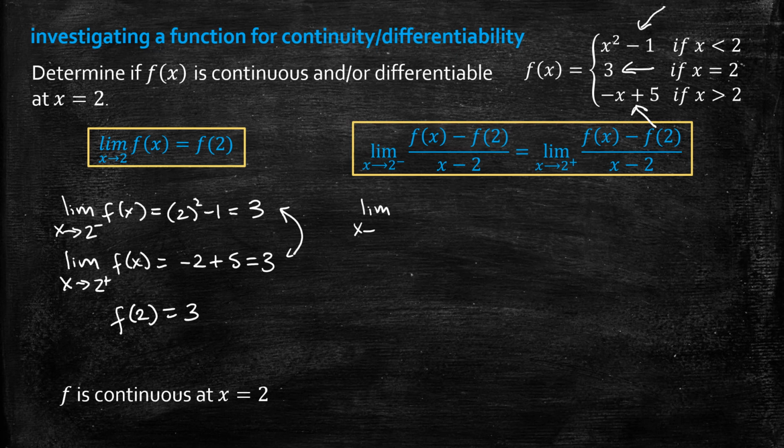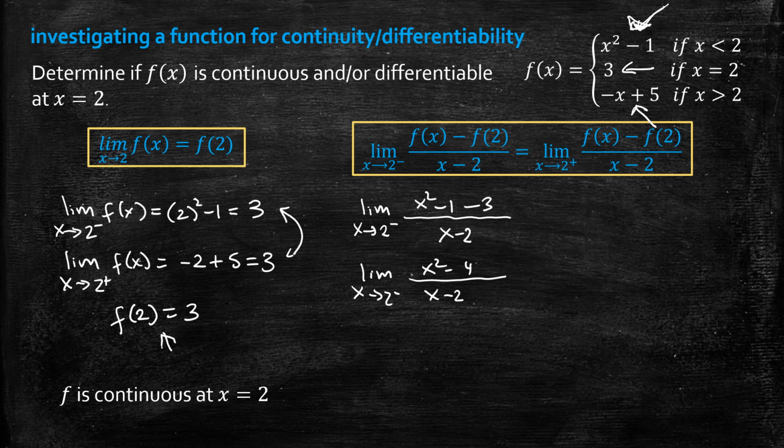So as x approaches 2 from the left, we would be back using this branch here. So that f of x is just going to be x squared minus 1. And we just worked out f of 2 over here, so that's minus 3 over x minus 2. And we can see that this becomes x squared minus 4 over x minus 2. We know that x squared minus 4 factors as x plus 2, x minus 2. The x minus 2's cancel, which makes it safe to plug in 2 into the remaining x plus 2. We get that that's equal to 4.